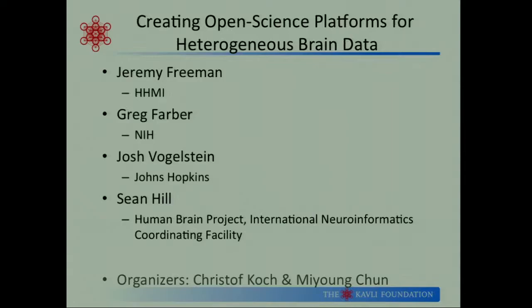This session has been organized by Christof Koch from the Allen Institute, who couldn't be here today, and myself. We begin with Jeremy Freeman from HHMI, followed by Greg Farber from NIH, and then finish with Josh Vogelstein from Johns Hopkins and Chun, representing not only the Human Brain Project but also INCF. Let's begin with Jeremy.